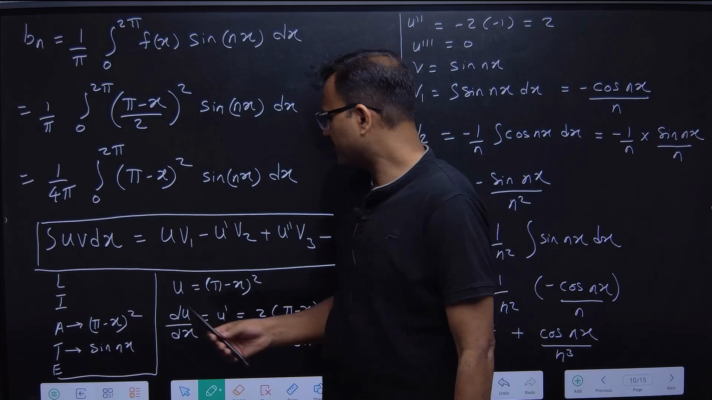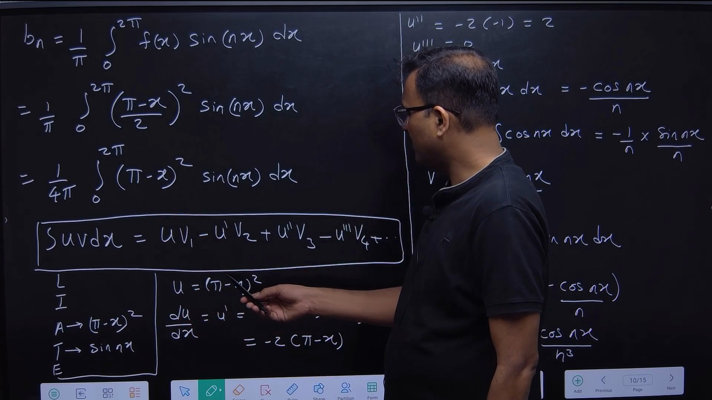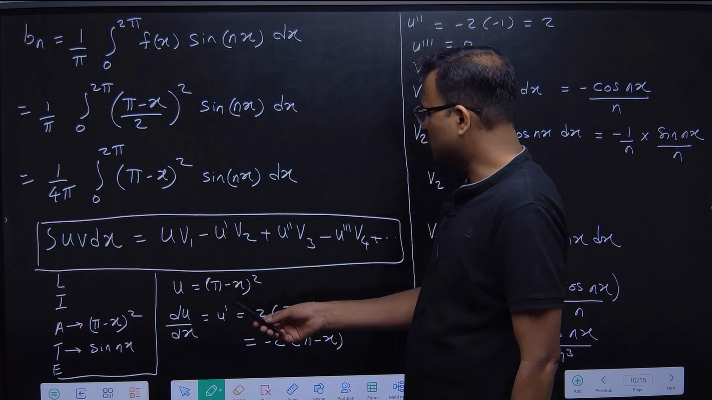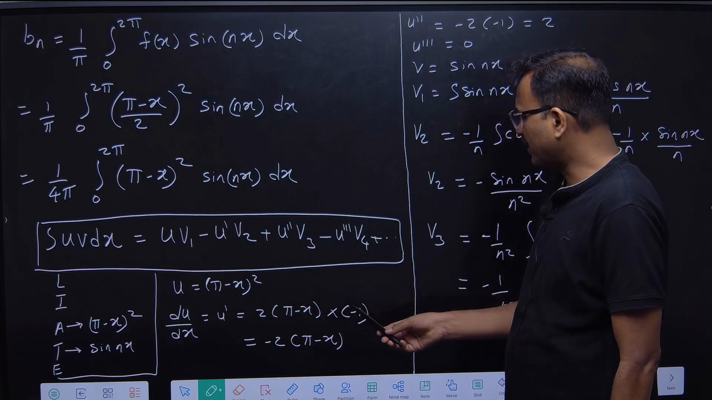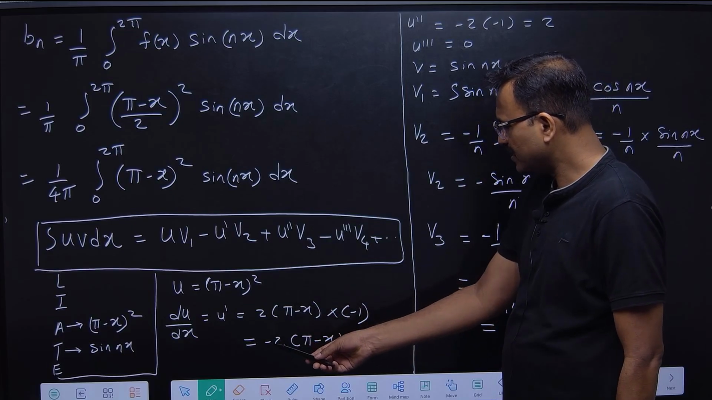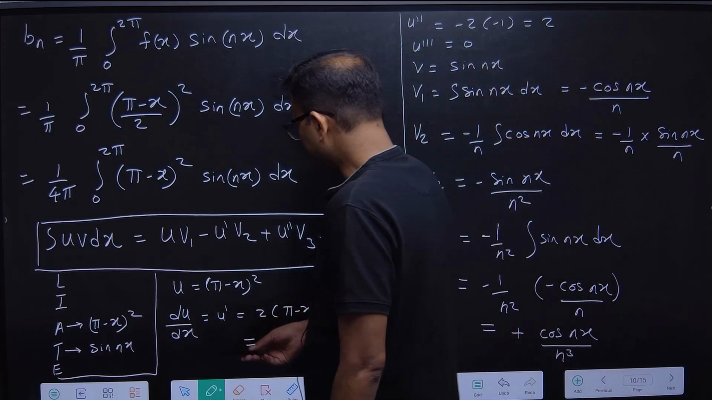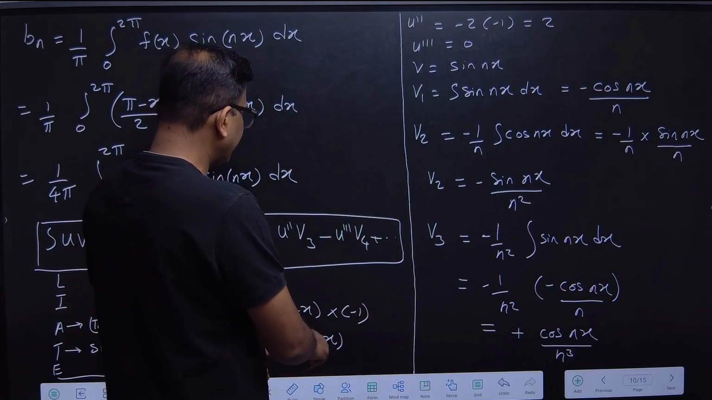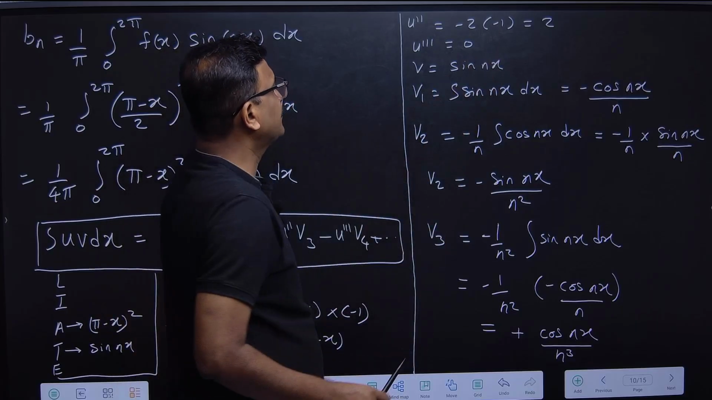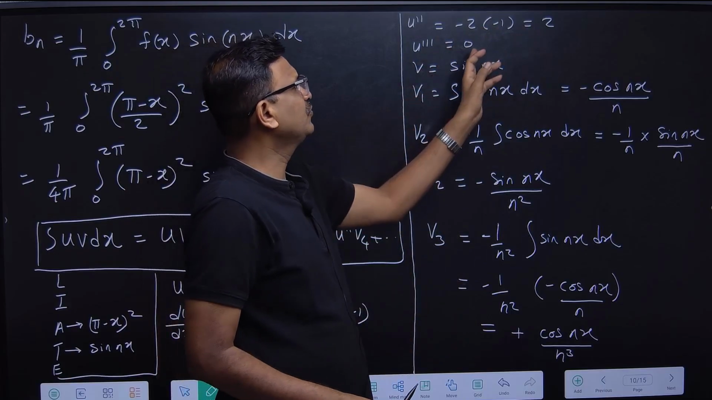For example, in this case, u is pi minus x the whole square. The derivative of pi minus x the whole square, u dash, will be 2 into pi minus x into the derivative of pi minus x, which is minus 1. It becomes minus 2 into pi minus x. That is our u dash. U double dash is the derivative of u dash. This minus 2 is constant, we can take it outside. The derivative of pi minus x will be minus 1. Minus 2 into minus 1 will be plus 2. And u triple dash, the derivative of 2, will be 0.